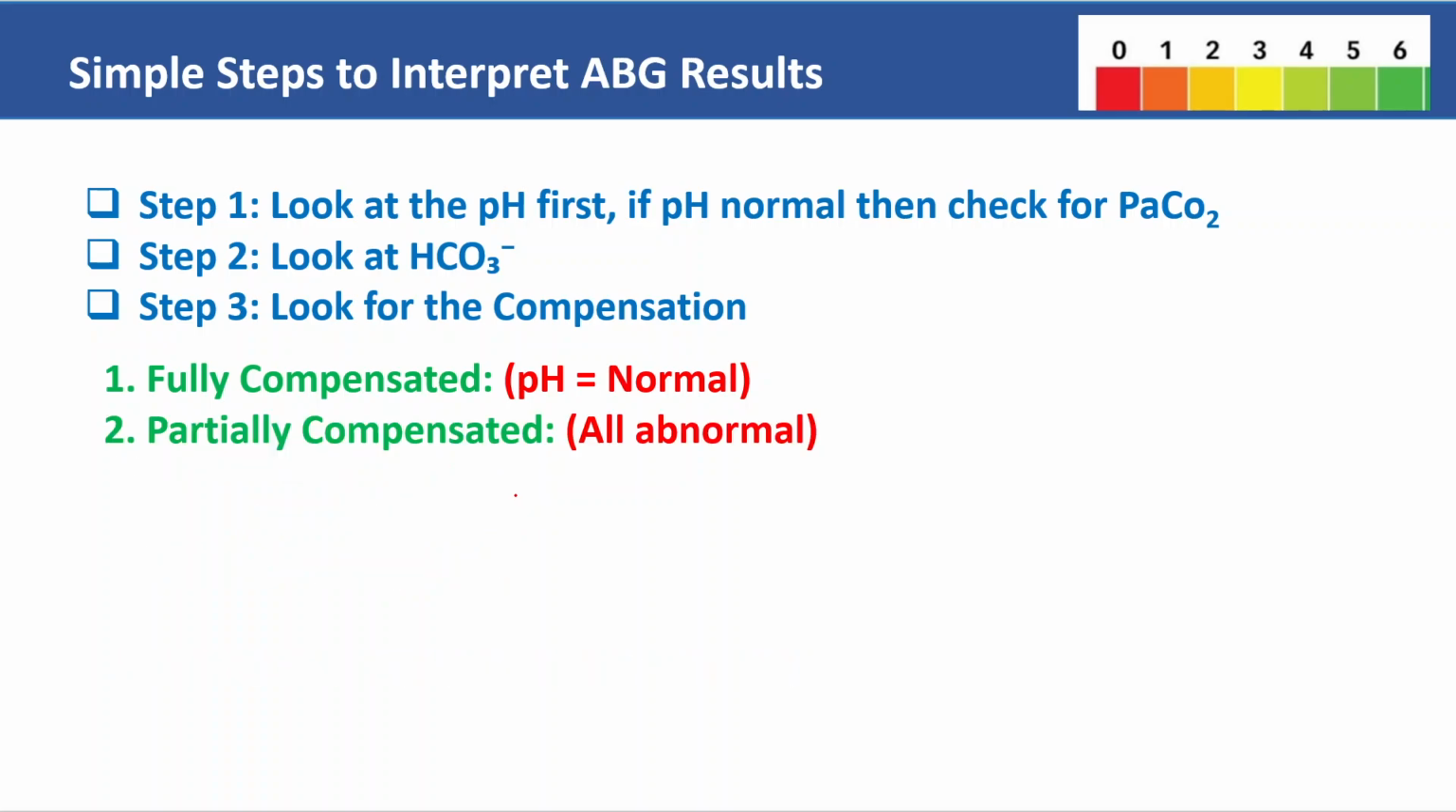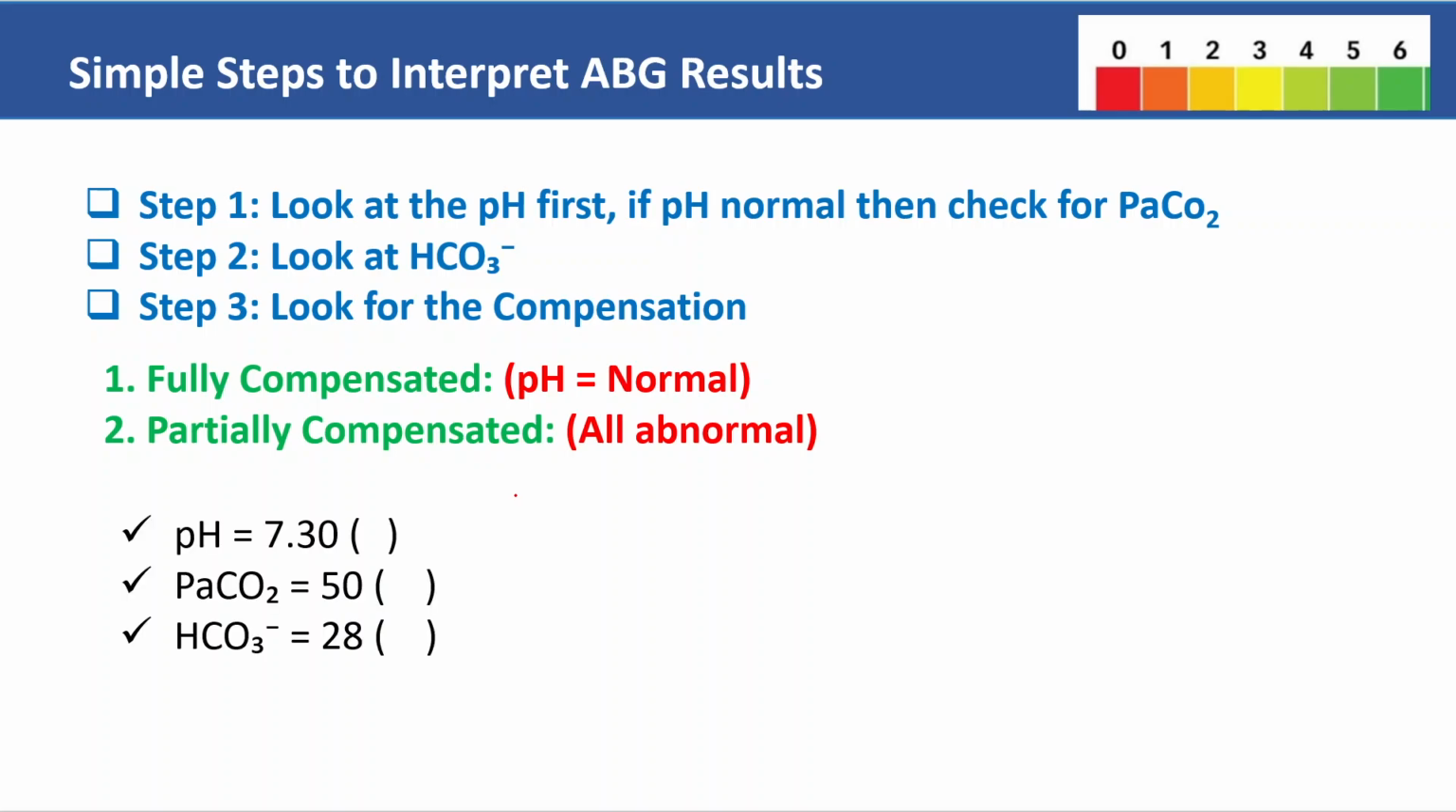Got it? Next one. You need to check partially compensated if all the values are abnormal, like pH will be abnormal, PaCO2 abnormal, and the bicarbonate also will be abnormal. Let me look at this one. So the pH is 7.30, the normal is 7.35, right? Yeah, this could be acidosis.